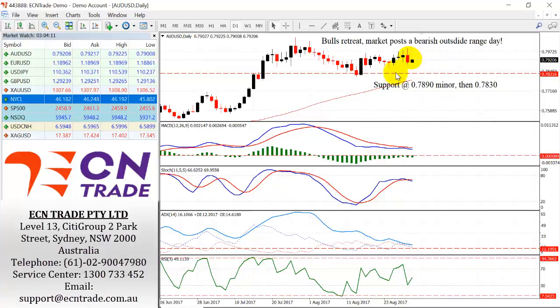Any advances on the day sees a cap around 79.45. Today, the data release is the private capital expenditure, last at 3%, forecast is lower at 0.2.